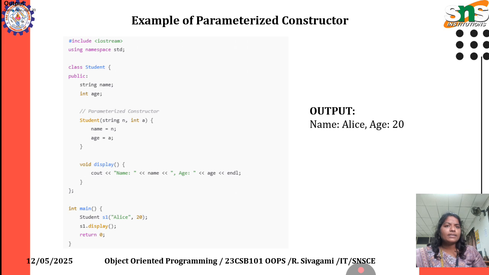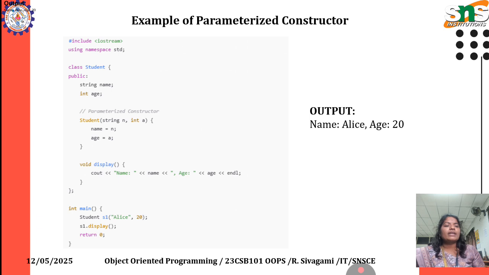Here I give a simple example program for the parameterized constructor. I create a class and the class name is Student. The variable name is declared as a String, and the variable age is declared as an integer. Then I create a parameterized constructor named Student and pass two parameters, String n and int a. The n value is stored into name and the a value is stored into age.